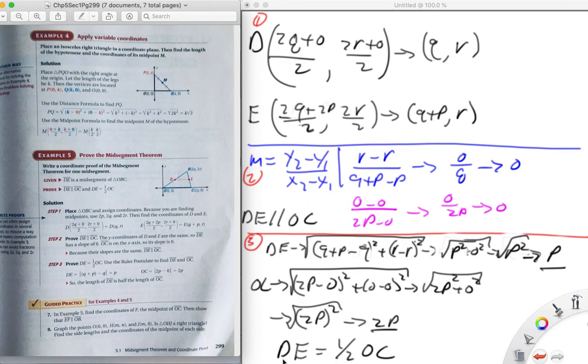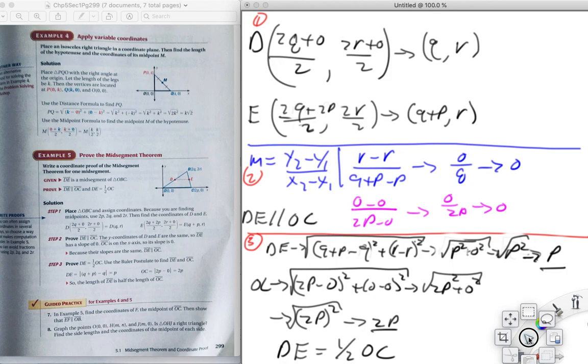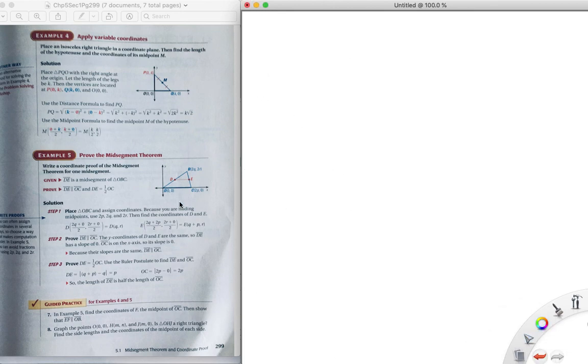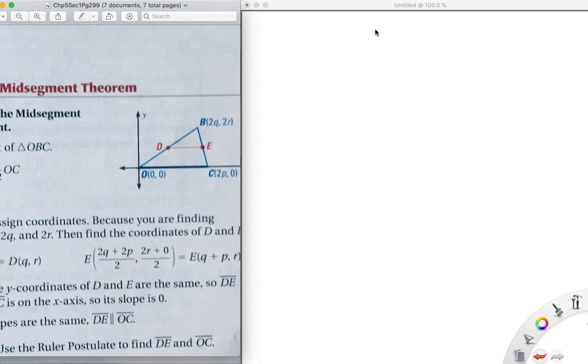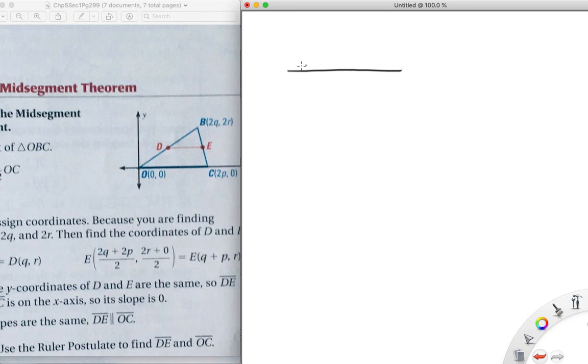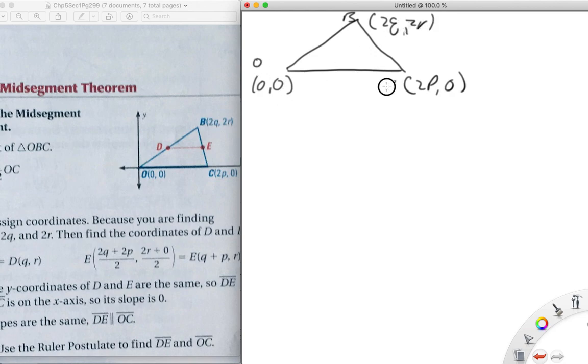All right, so it says in example 5, show that F is the midpoint of OC. So this also wants to show that they're parallel. So there's this other guy F here. So let's draw the triangle. So this is 0, 0. This is 2p, 0. This is 2q, 2r, sorry. This is O. This is C.